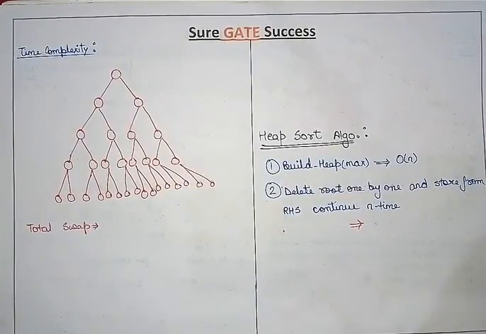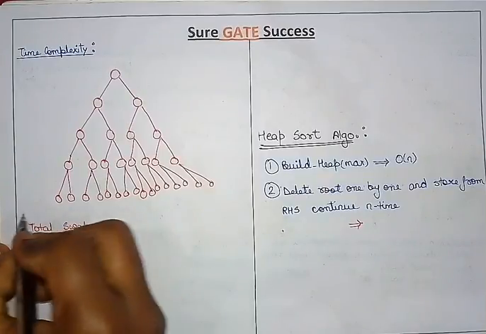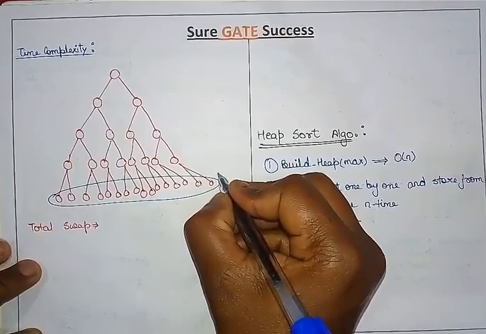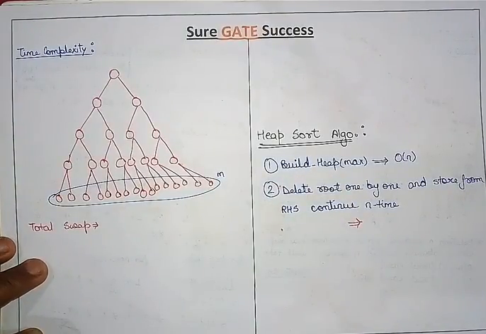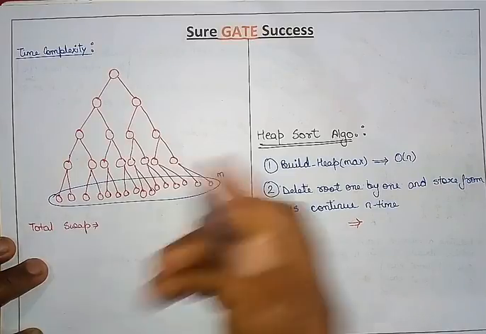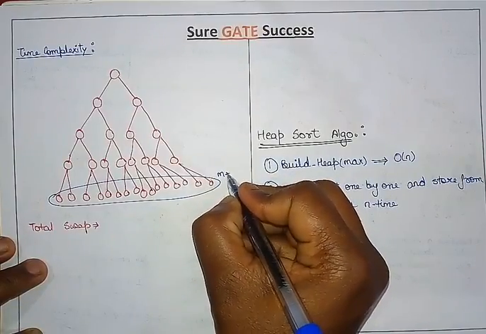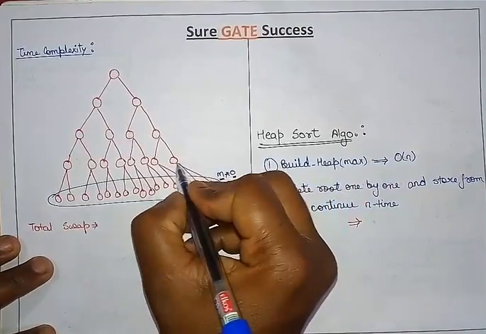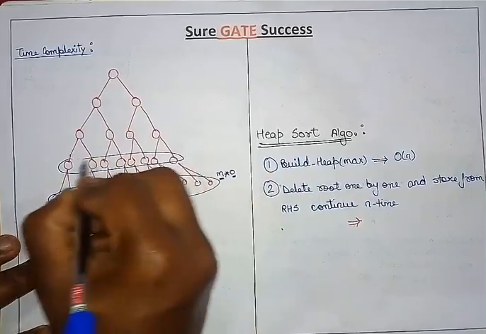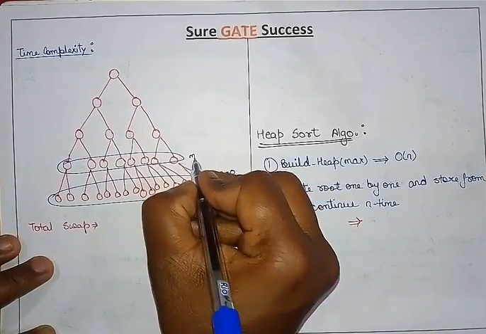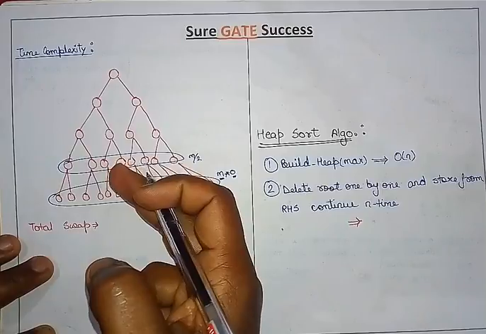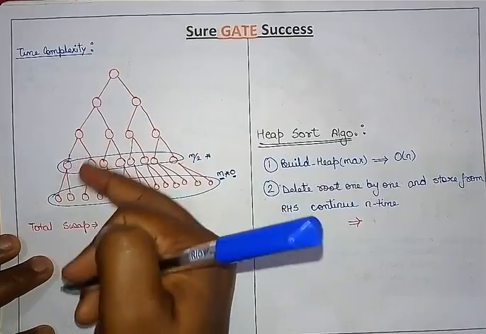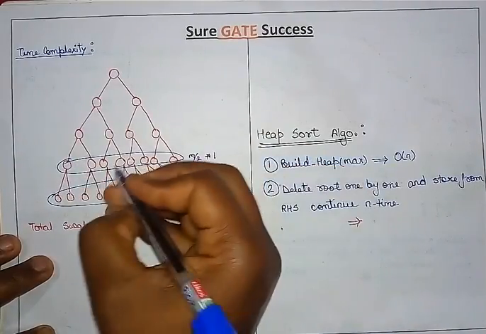Time complexity can be easily found with the help of the leaf nodes. There are m elements. Do we need to swap here? No, that means no swap is needed. Here how many elements will be there? Elements will be m by 2, because it will be just half of the lower level. So for m by 2 elements, we can swap only once, so m by 2 into 1.